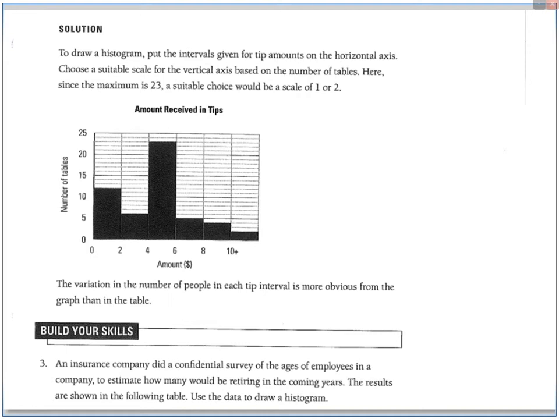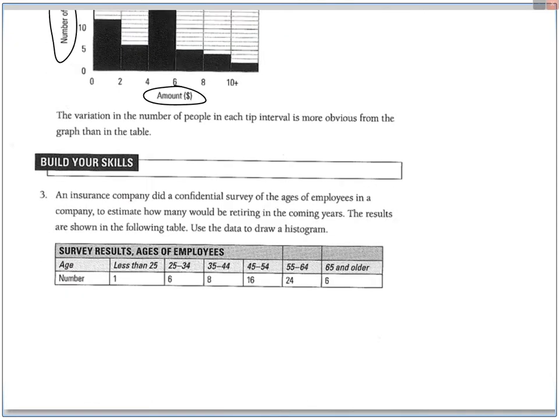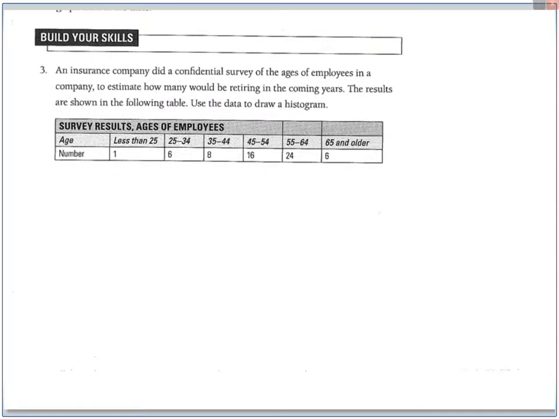Okay, so you can see the categories on the bottom and the frequency on the side. Okay? So let's do this together. See if we can do this. An insurance company. All right, so let's do this.